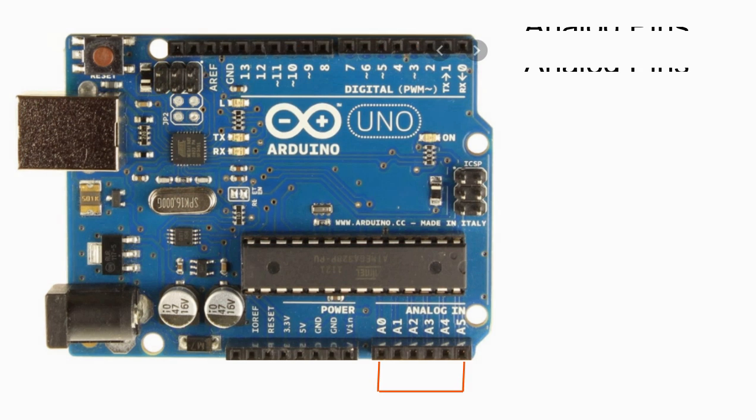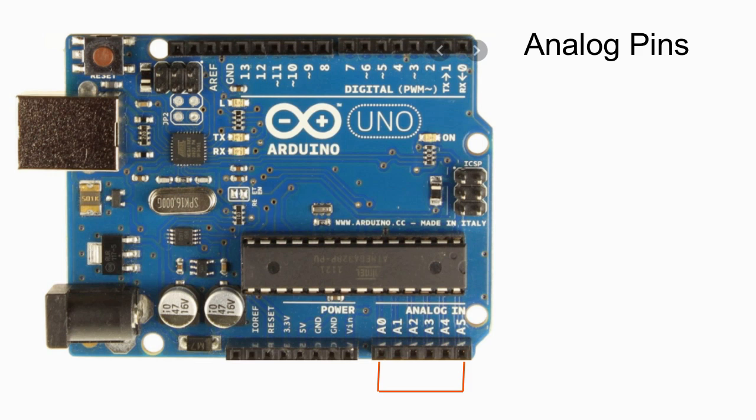Moving on to analog pins. There are 6 analog pins. These pins can detect the signal from analog sensors like humidity sensor and temperature sensor. The analog pins also have the functionality of the general input-output pins, which are nothing but the digital input-output pins from 0 to 13.